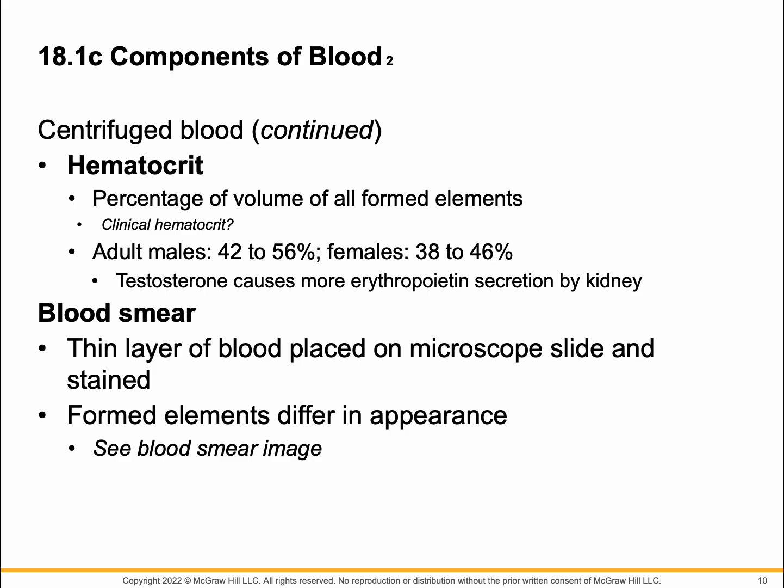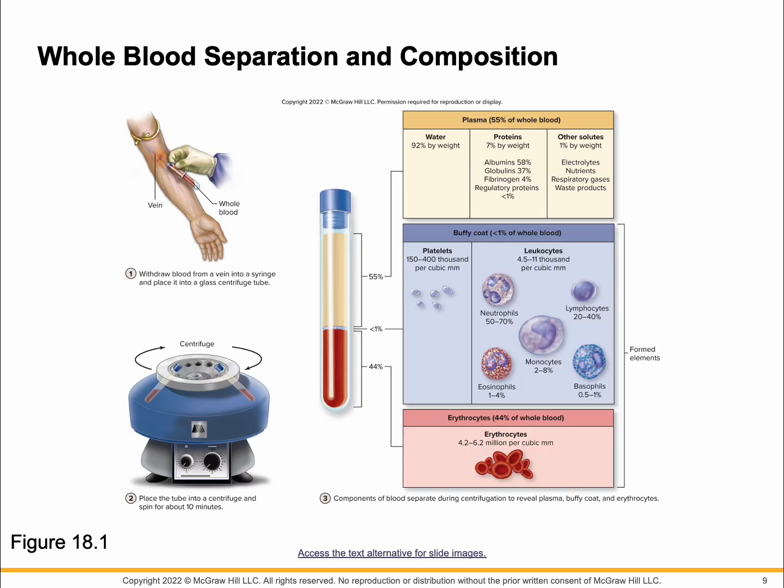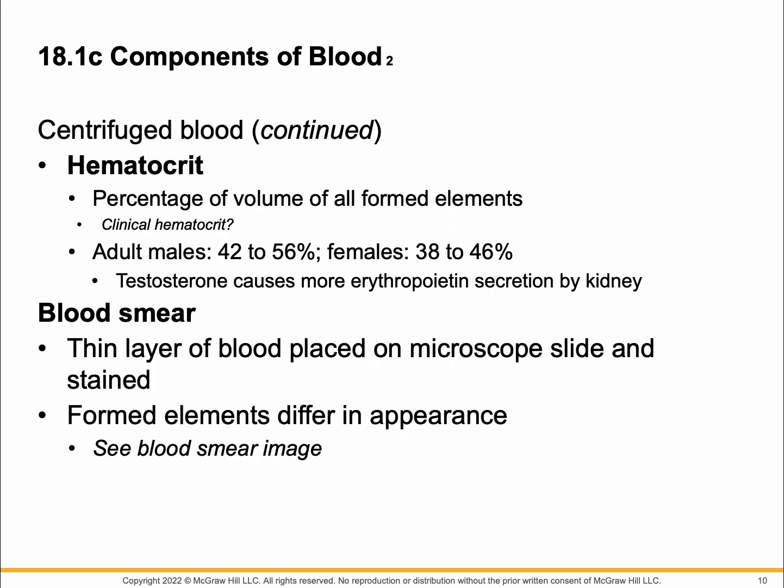Now, if you take that centrifuged blood sample, if you take this value, you can then describe something called the hematocrit. And the hematocrit is essentially the percentage of the volume of blood that is made up of formed elements. So remember, what are formed elements? Formed elements are the things in the blood. Specifically, think of the cells. So think red blood cells, white blood cells, platelets. So percentage of volume of all formed elements that makes up blood.